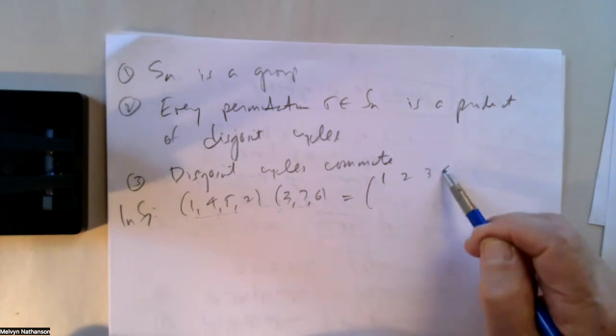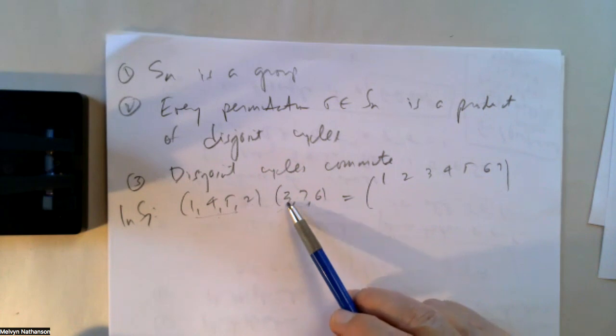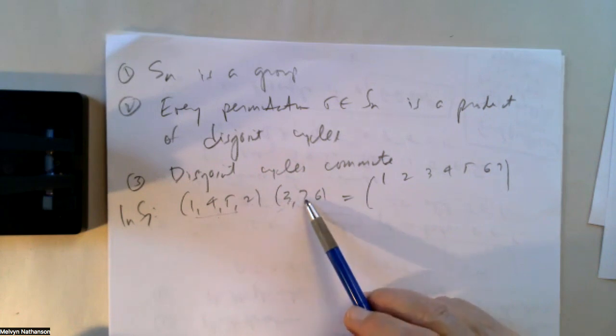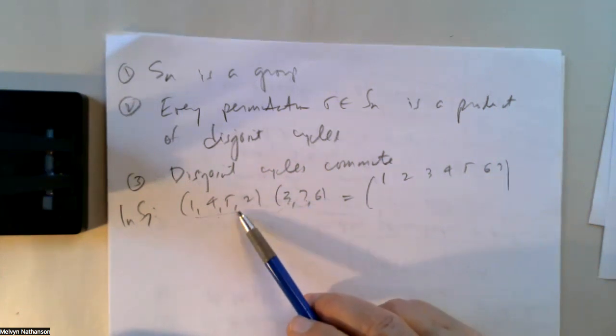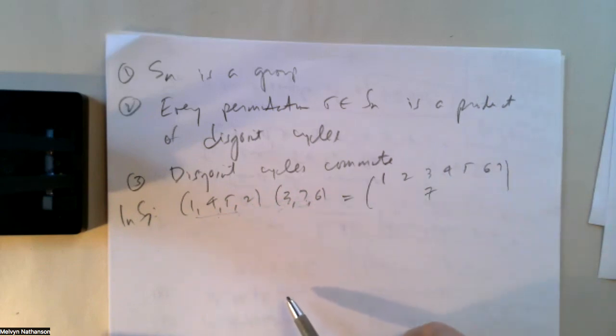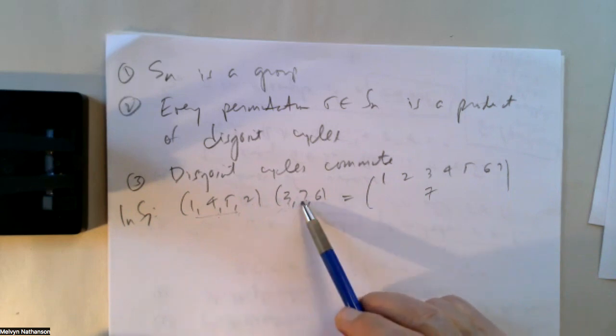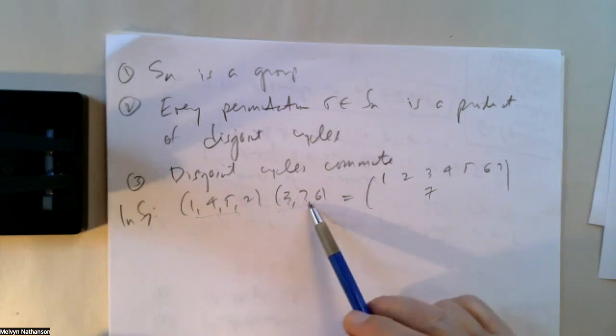1, 2, 3, 4, 5, 6, 7. Let's calculate this. So this sends 3 to 7, and there's no 7 here. That means 7 goes to 7, so 3 goes to 7. Well, actually, let's follow around. Let's say 1. This sends 3 to 7, 7 to 6, 6 to 3, and doesn't move anything else.